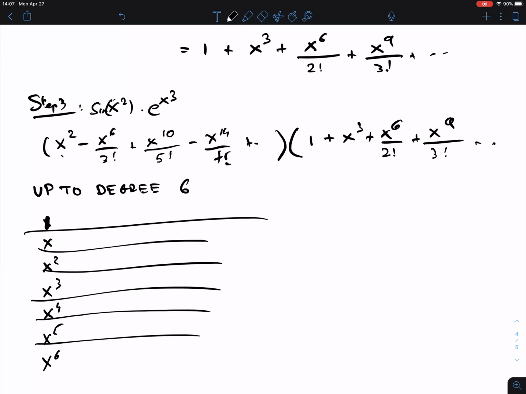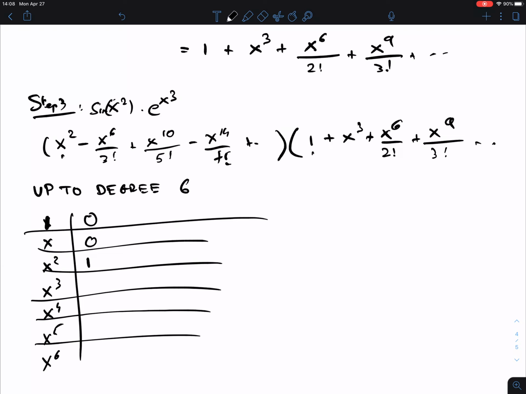Well, I look at 1. Can I make power 1 here? But since I start already with x squared, that's not going to be possible. So I'm going to have 0 here, and the same for x. So the first term that I can get is square. And I can do this by combining this guy with this x, which gives me coefficient 1, and that will be the only one, right? So that's clear. What about x cubed?